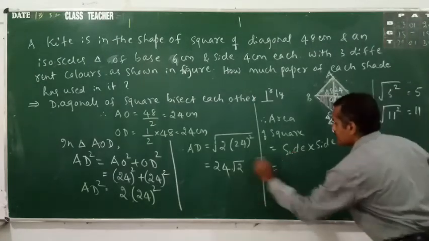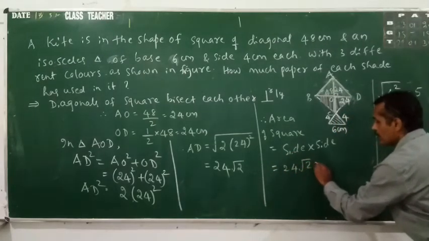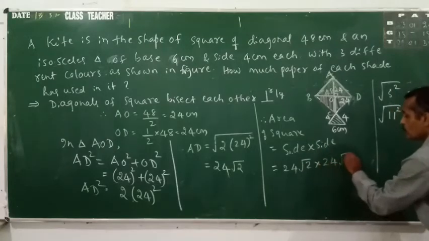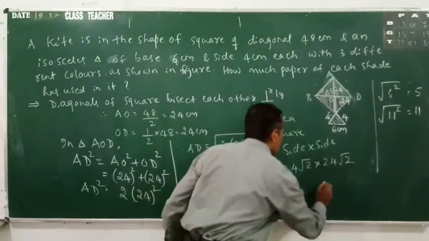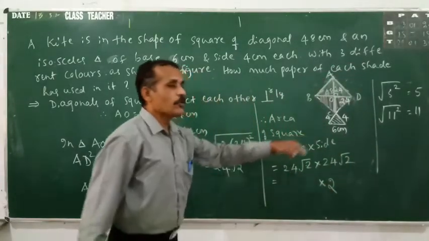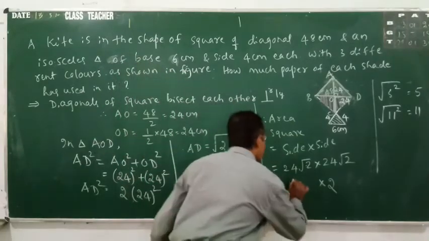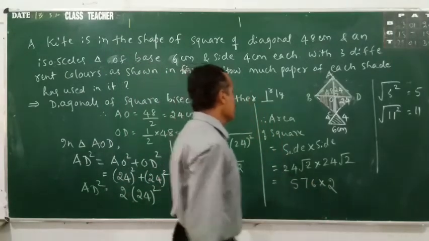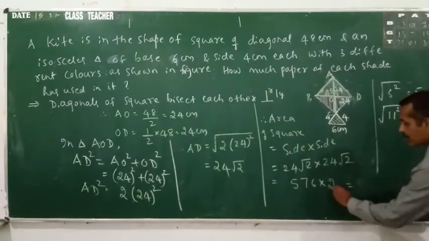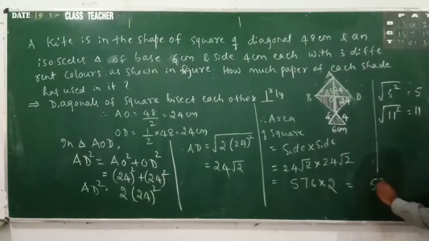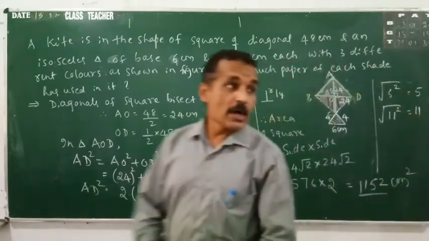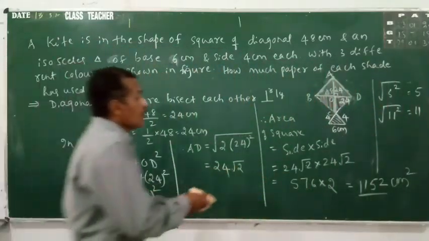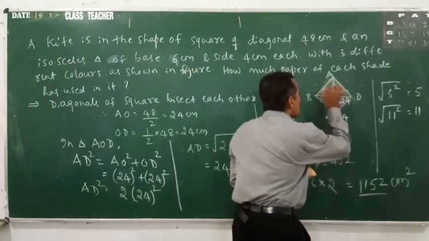What is each side? 24 root 2 into 24 root 2. Side into side. Okay. Root 2 into root 2 gives you 2. 24 times 24 is 576. If you multiply, 6 2s are 12, carry 1, 15, carry 1, 11. Am I right? 1152 centimeter square. What is this? Area of the square.